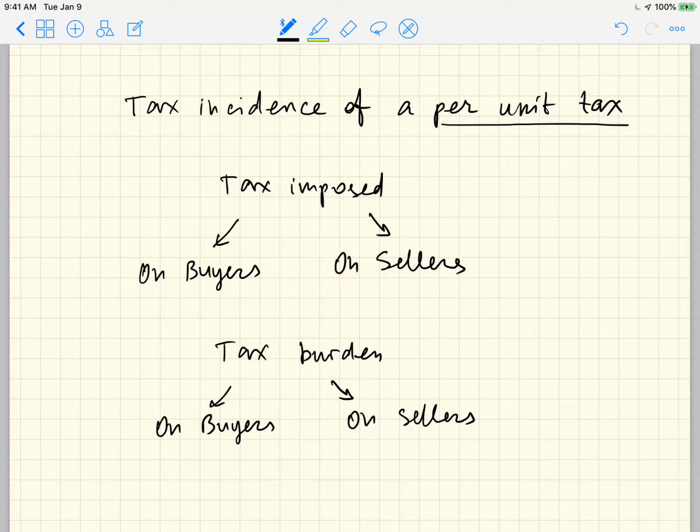And it can impose this tax on buyers, or it can impose a tax on sellers. In other words, it can tell buyers to give this much money every time they're buying this good, or they can tell sellers to pay the tax. So basically, whoever gives government the money is the one on whom the tax is imposed. And we're going to see how tax burden is going to be distributed between buyers and sellers.